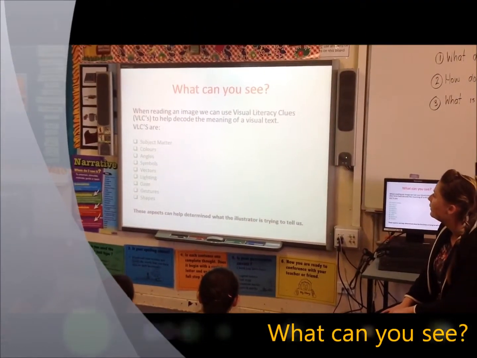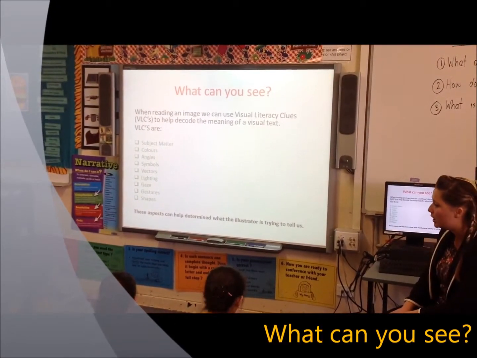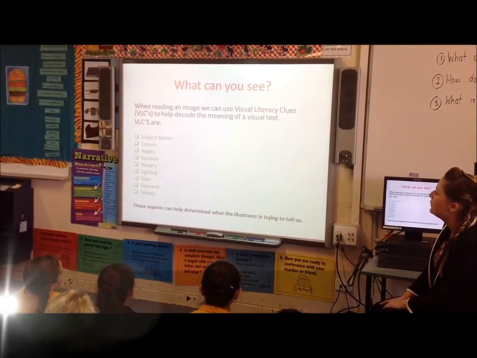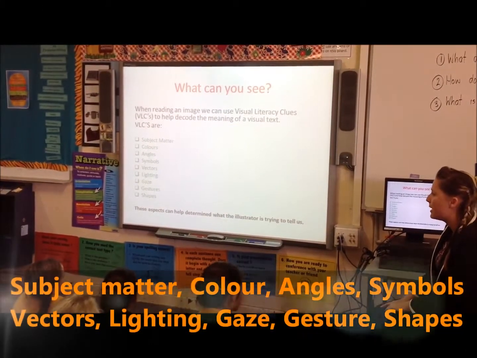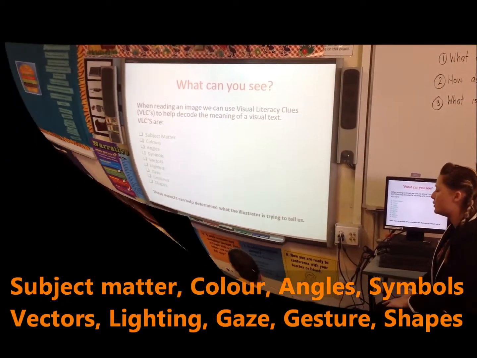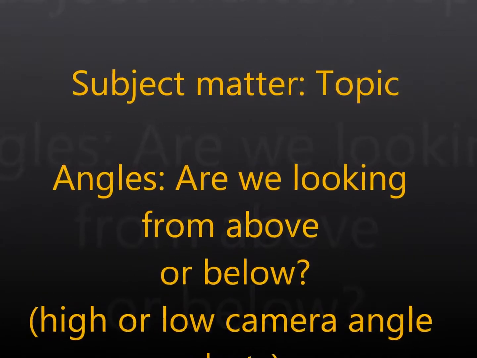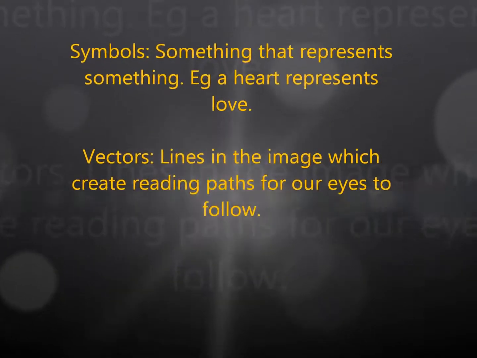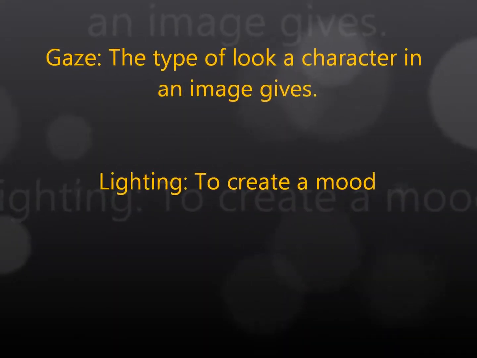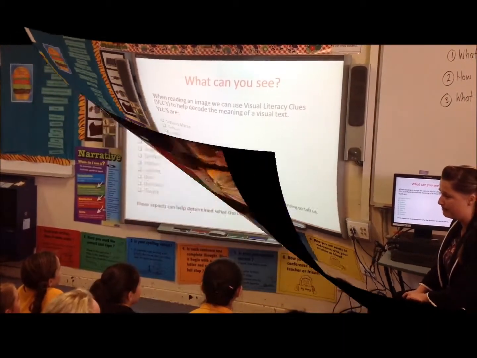What can you see? When reading an image, we can use visual literacy clues, which are VLCs, to help decode the meaning of a visual text. VLCs are subject matter, colour, angles, symbols, vectors, lighting, gaze, gesture, shapes. These aspects can help determine what the illustrator is trying to tell us.